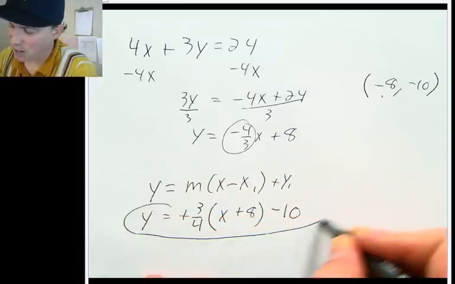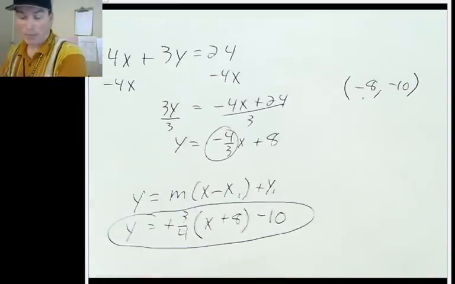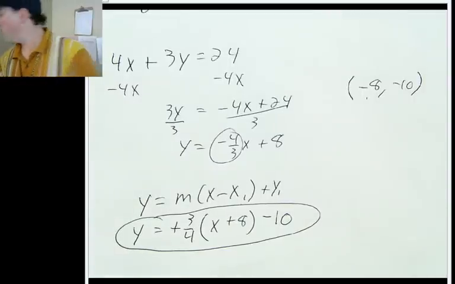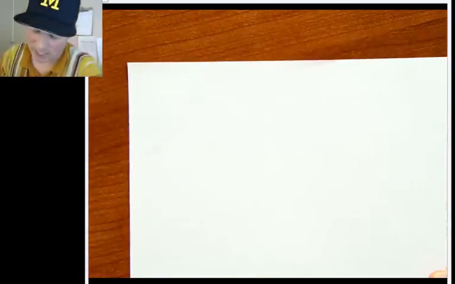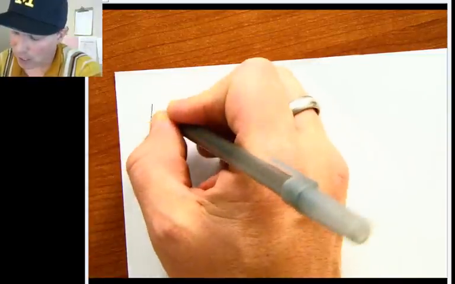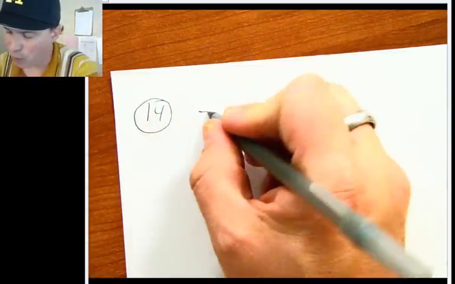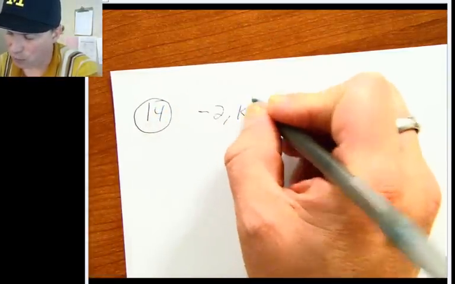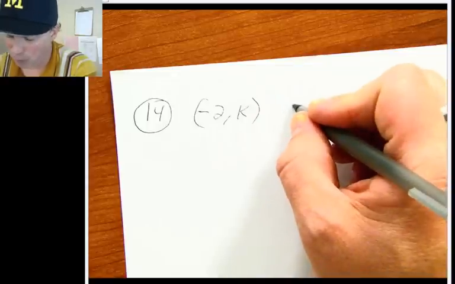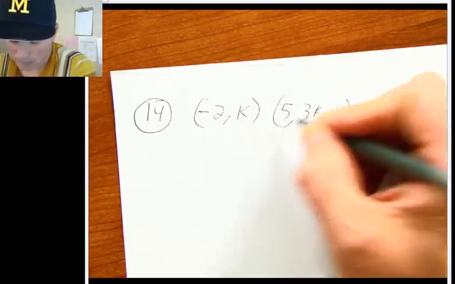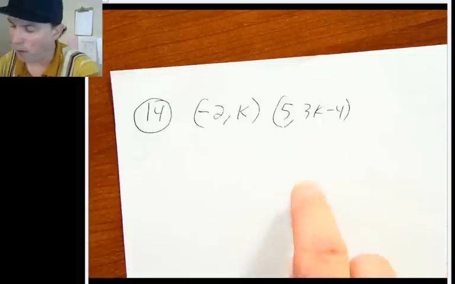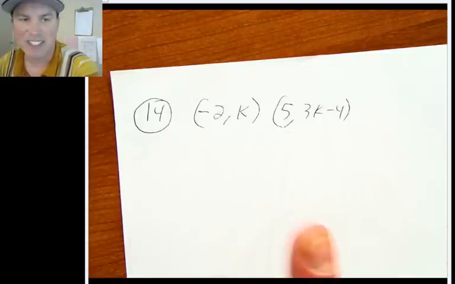Nice. Well, this leaves one example, number 14. Let me get a fresh piece of paper. And 14 is a good problem because this shows a little bit of deeper understanding of slope, I would say. And in 14, they give you these 2 points. The first point is negative 2, k, and the second point is 5, 3k minus 4. And it tells us that the slope of these two lines is 8.